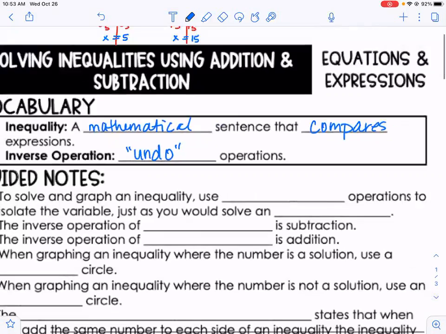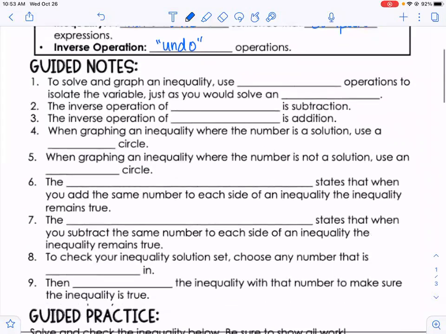Okay. So if we are going to solve an inequality, we are going to use inverse operations just like we did to solve an equation. You guys, this is going to feel just like last unit. We just have an inequality sign there. Okay. Fill in number 2 and 3 for me.